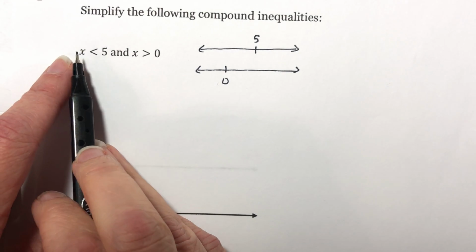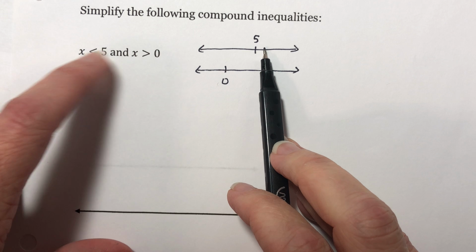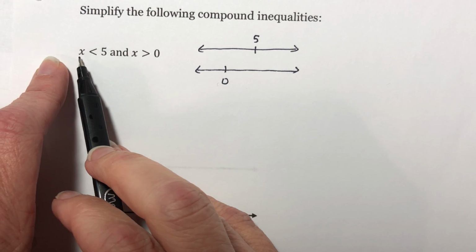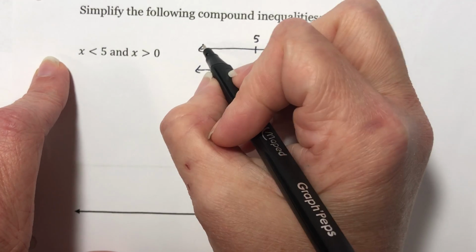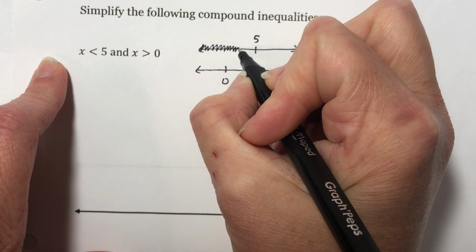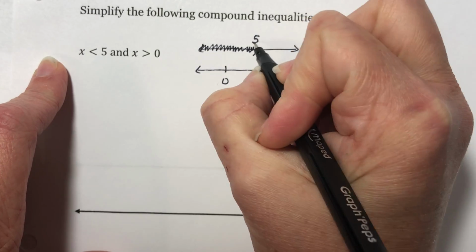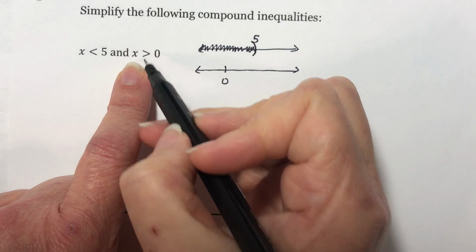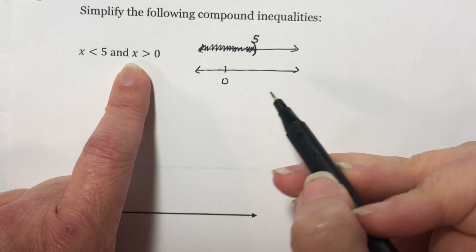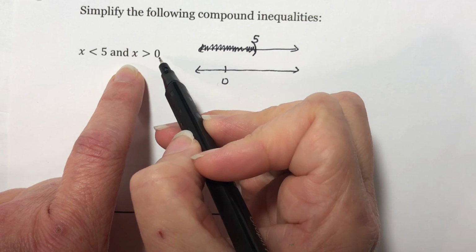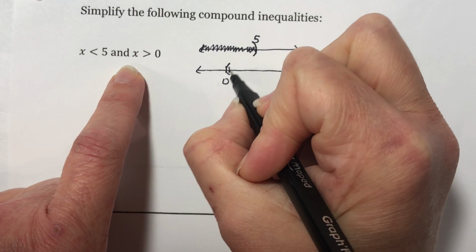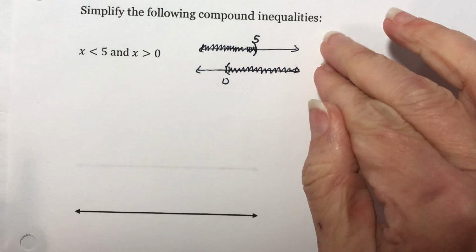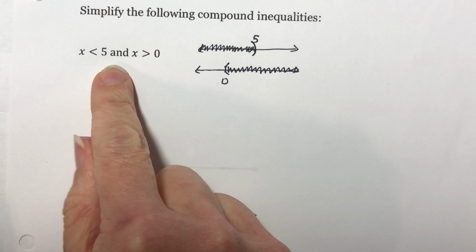Now I'm going to graph this one on this graph. It's going to have parentheses because this does not have an equal to on it. And I'm looking for numbers that are smaller than 5. So that's going to be in this direction with parentheses. Here, I'm going to have parentheses because it's just a greater than. I want my numbers to be larger than 0. So parentheses and shade in this direction. So this much I would do no matter what the word in the middle is.